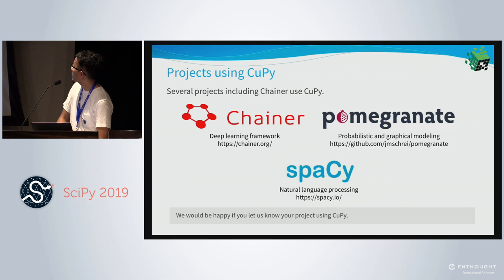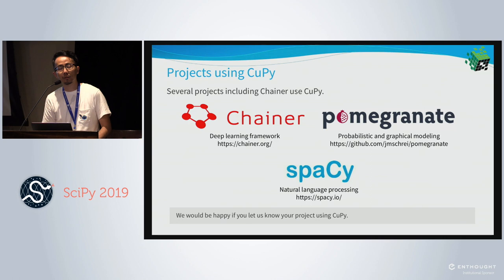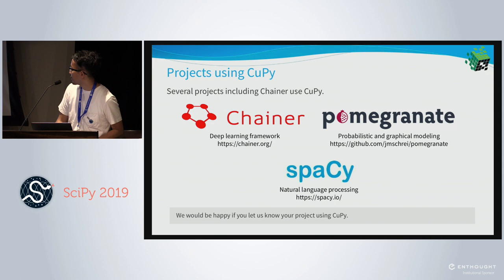Then several projects, including Chainer, use CuPy. Chainer is our deep learning framework, so of course it uses CuPy. Other than that, Pomegranate is for probabilistic and graphical modeling, and spaCy is for natural language processing. I also heard that one project uses CuPy for Fourier transformation on GPU, another uses CuPy for malware detection with binary comparison on GPU, and another uses CuPy for out-of-core data frame processing on GPU. We'll be happy if you let us know your project using CuPy.